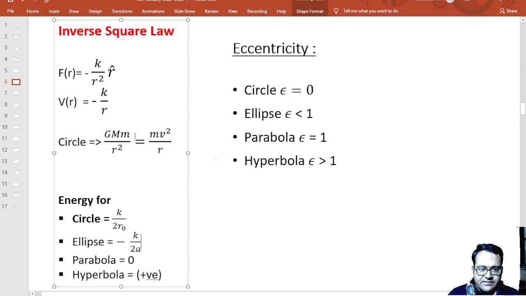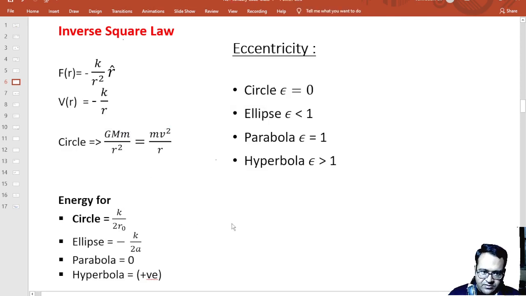That k is for gravity, it is GMm. So k is that constant. Ellipse is minus k by 2a, where a is the semi-major axis. Parabola, the energy is 0. Hyperbola, the energy is positive.